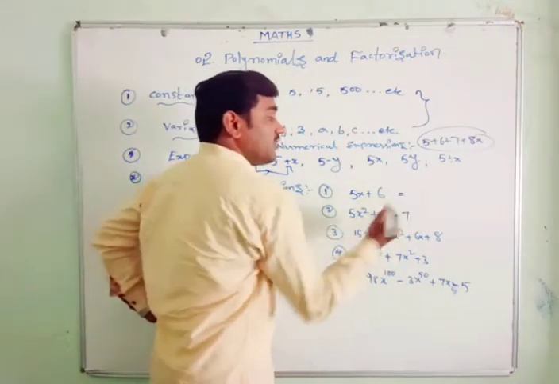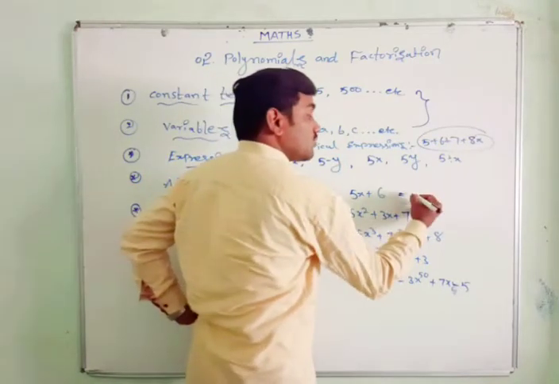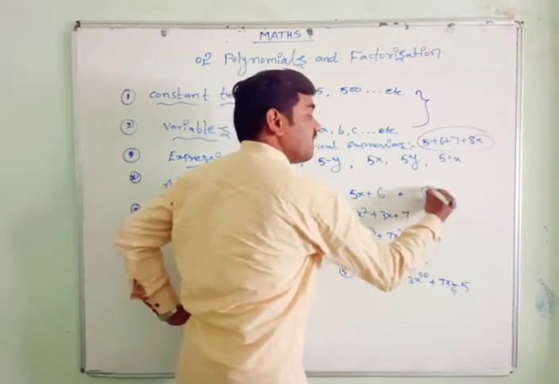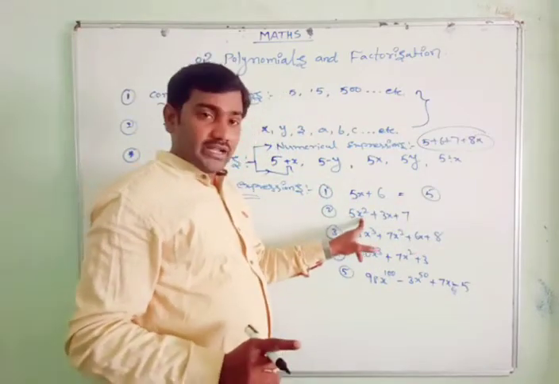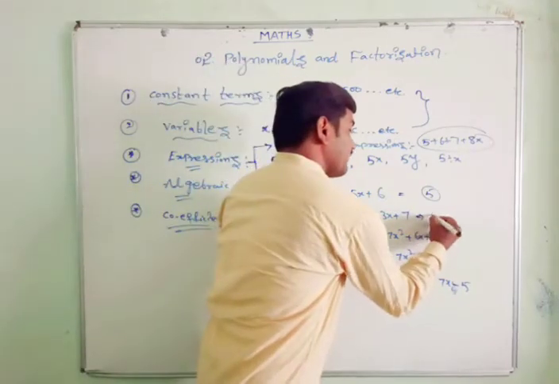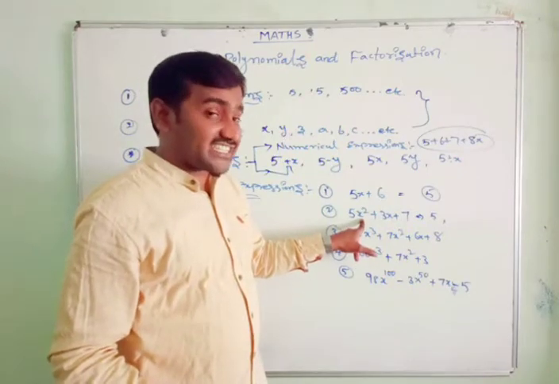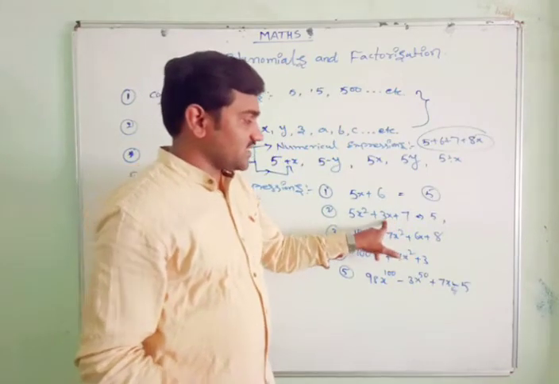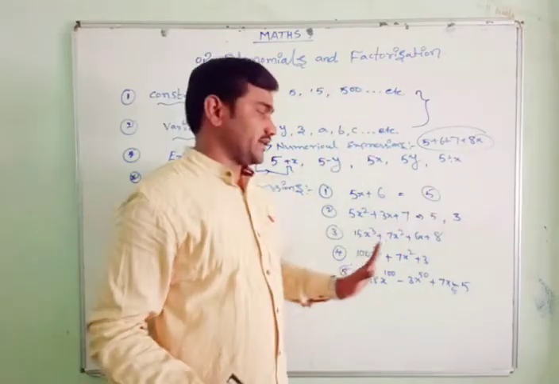Okay. What is the coefficient of x? X is multiplied by what? 5. So the coefficient of x is 5. Clearly, listen. What is the coefficient of x square in the second example? That is 5. So let's see here. What is the coefficient of x? That is 3. You have to see the symbol. It is plus 3, so I will write 3 here.